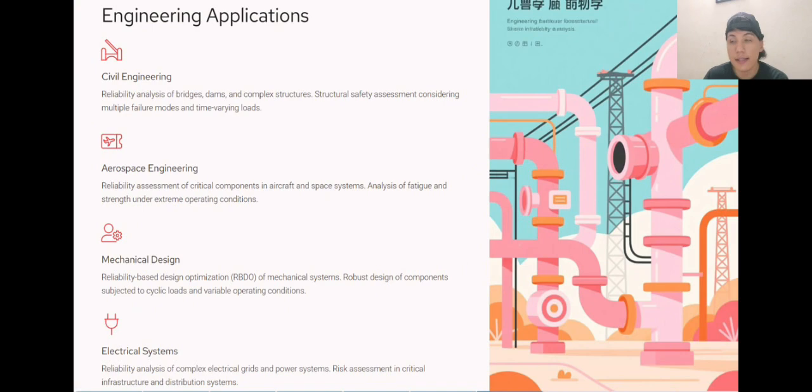SORM has a wide range of applications across engineering fields. In civil engineering, it's used for bridges, buildings, and dams. In aerospace, to evaluate the durability of critical components, and in mechanical design, to optimize based on reliability, and even in electrical systems for analyzing complex networks.